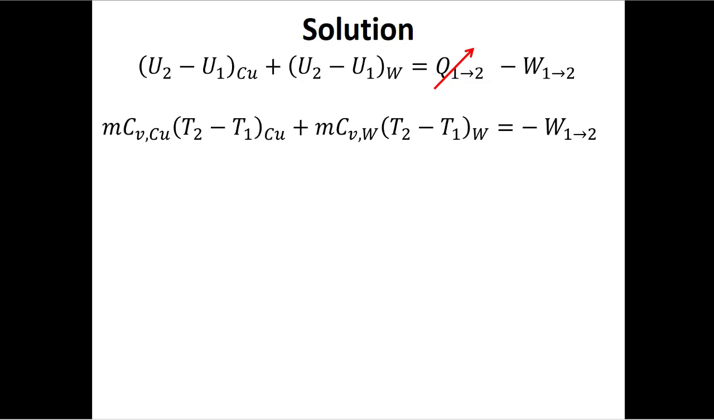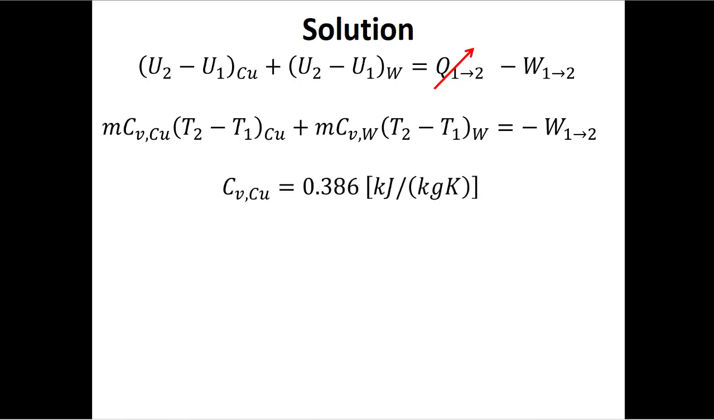So this is nice. I know most of the things on the left-hand side. I know the mass of the copper. I don't know T2, but I do know T1. I know the mass of the water. I don't know T2, but it'll be the same as T2 for the copper. And I do know T1 for the water. So the things that I don't know here are the specific heats, T2, and the work. And this is not too bad. I can look up the specific heats in the textbook.